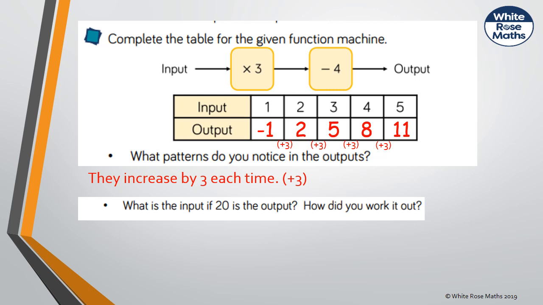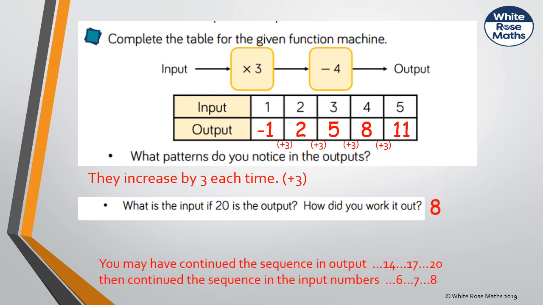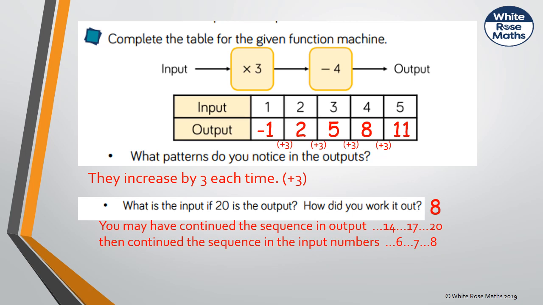So you might have worked it out in a number of ways, but the two ways that I'm assuming most of you would have worked it out are like this. You may have continued the sequence in the output. So you might have realized, if we're adding 3 each time, then I'm going to keep adding 3 until I get to 20. So then you would have carried on 14, 17, 20. And then you might have continued the sequence in the input numbers, so 6, 7, 8, and realized that if the output is 20, then the input must have been 8.